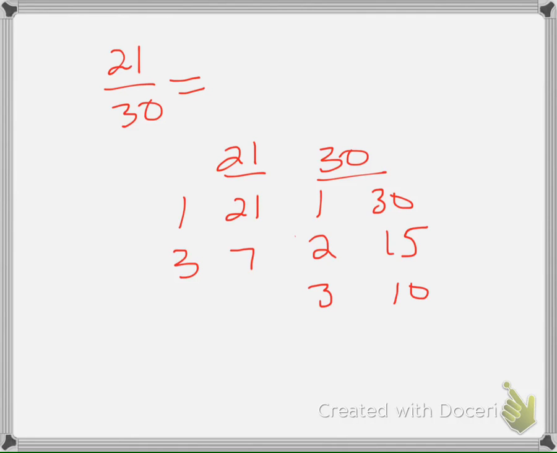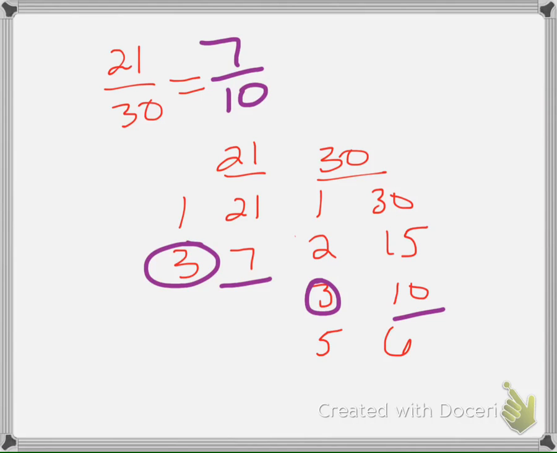Say 3, 4, 5. Yeah, 5 and 6. 5 times 6 equals 30. And there's no numbers between 5 and 6. So our greatest common factor of 21 and 30 appears to be 3. And we look right beside the greatest common factor, and there's our reduced fraction, 7 over 10. And we're done.